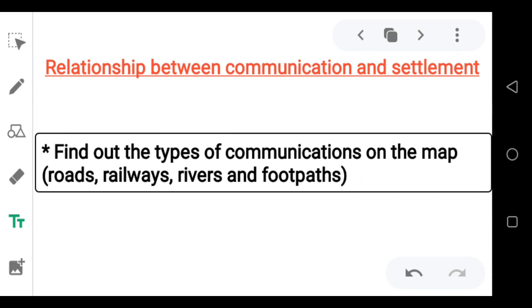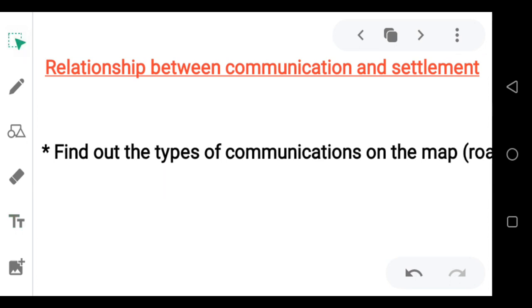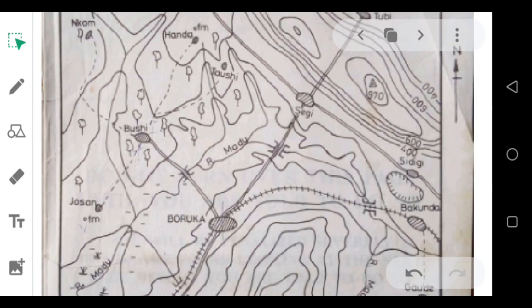So that is communication. So when you hear communications, we are looking at the roads, the railway lines, the rivers, the footpaths that connect events and features. So that's the first thing. Can you see?